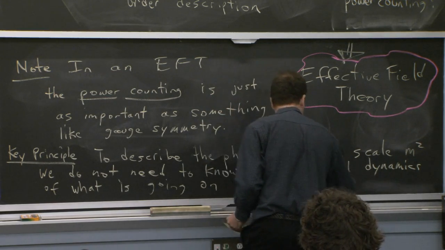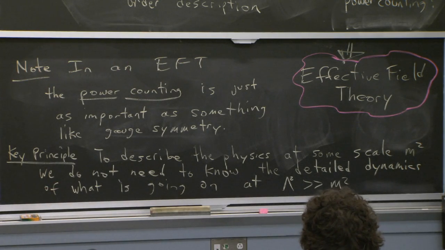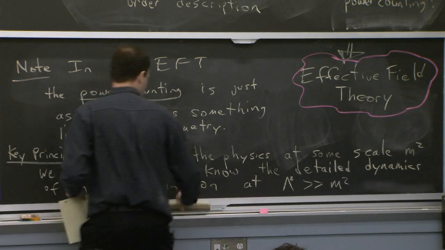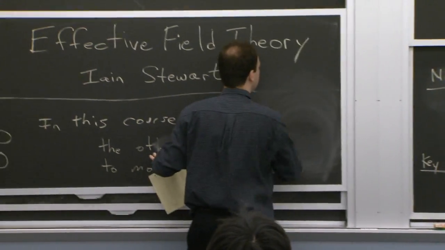So at scales lambda squared that are much bigger than m squared, we don't really need to know the details of the dynamics that are going on there. We don't need to know the field content necessarily at those scales or anything else about the dynamics. And that is, in some sense, a key idea that makes the whole idea of effective field theory possible.